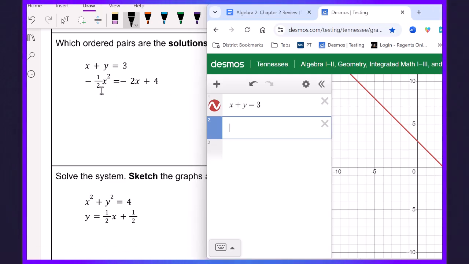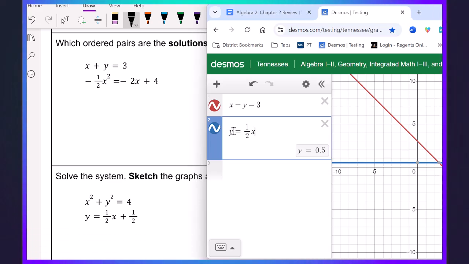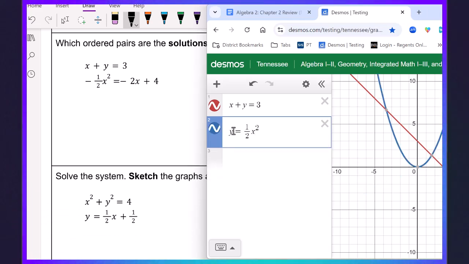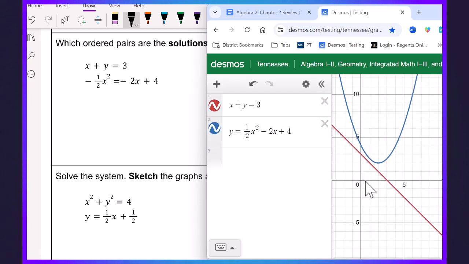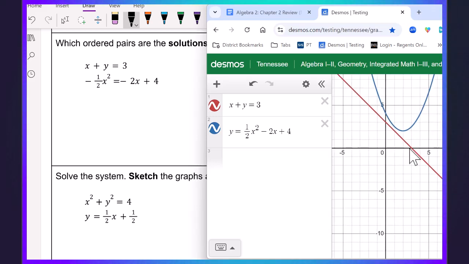What you're going to have to do is add 1/2 x to both sides. So I'm going to put y equals positive 1/2 x squared, and then minus 2x plus 4. I'm going to show my work in a second. While I do have a solution here, that's just for the linear equation. I don't have a solution to the system because these two graphs do not intersect.